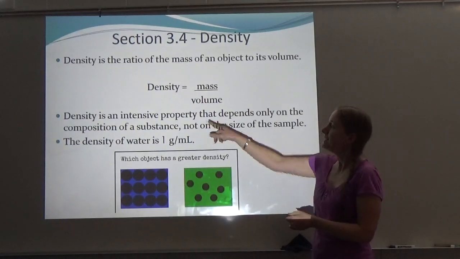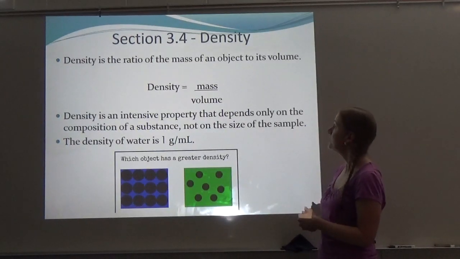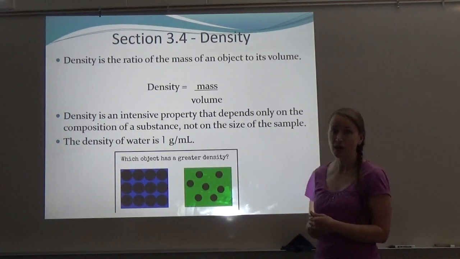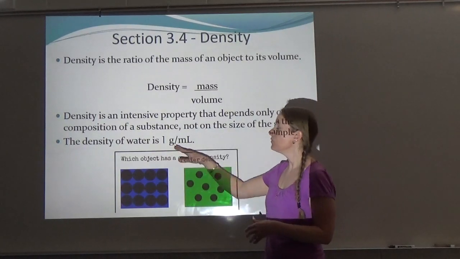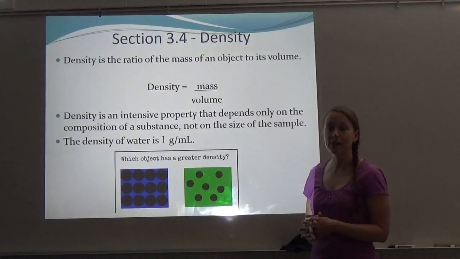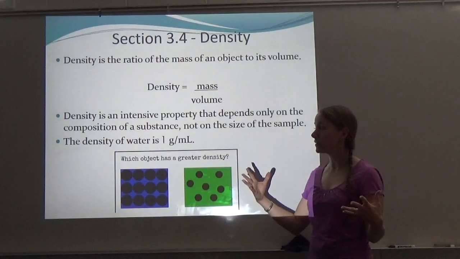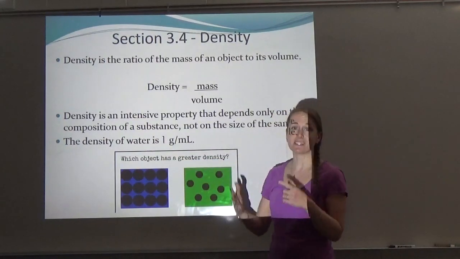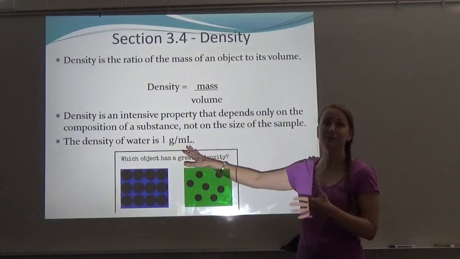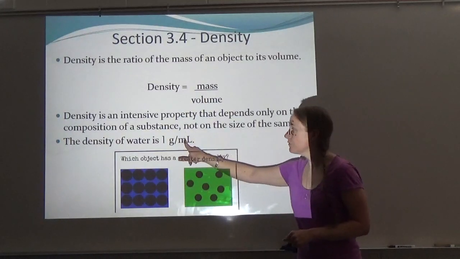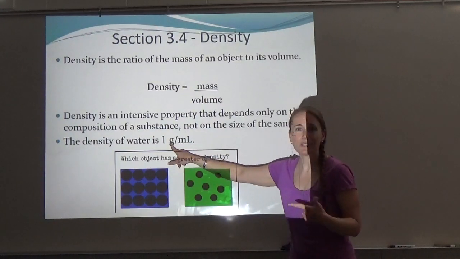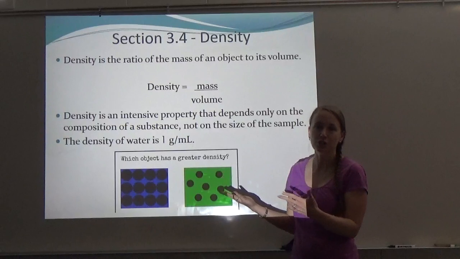volume. Density is an intensive property that depends only on the composition of the substance and not on the size of the sample. So for example, the density of water at room temperature is 1 gram per milliliter. So it doesn't matter if you have a little bit of water or a whole lot of water, because it's still water at the same temperature, it's going to have the same density. Because you have to think, as the volume of water increases, so does the mass. So the ratio is still going to be 1.